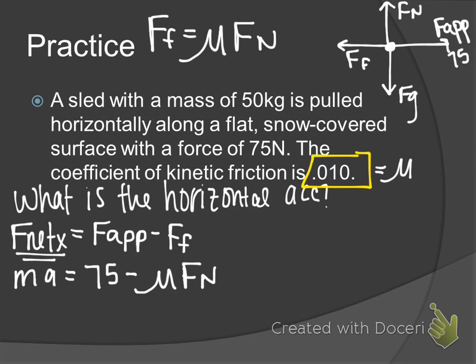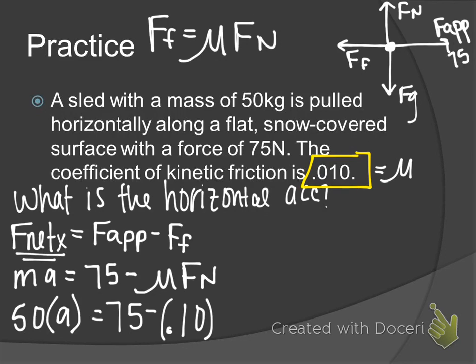So we're missing a few things. We know our mass is 50 kilograms. We're trying to solve for a. Our applied force is 75. We know mu is 0.10, I'm sorry, 0.01, I did that wrong. 0.01. And we don't know our normal force yet. Can we solve for the normal force?